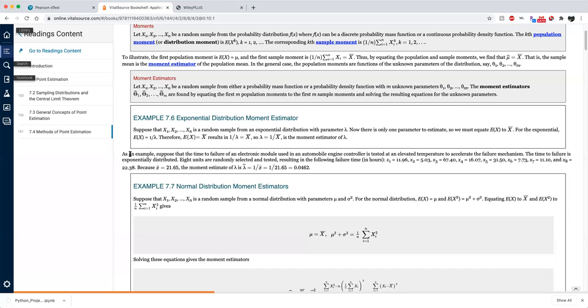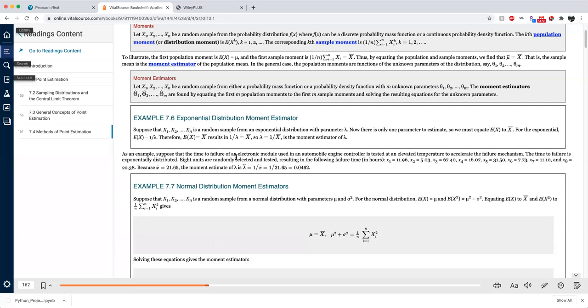All right. So in this textbook, you see, as an example, suppose that the time to failure of an electronic module used in an automobile engine controller is tested at an elevated temperature to accelerate the failure mechanism. So the time to failure is exponentially distributed. Now we can use the result in example 7.6.